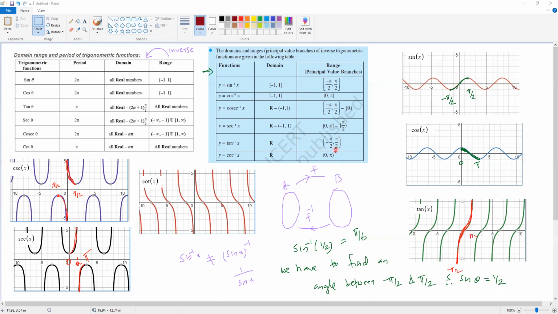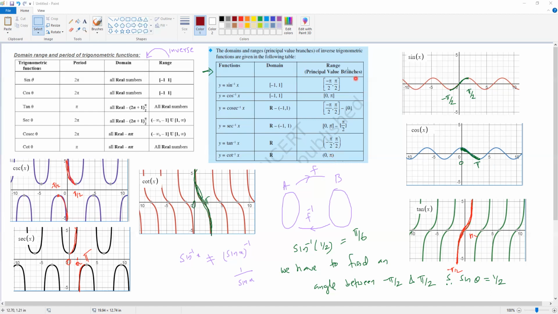Clear? Yes, sir. And cot inverse x. This is cotangent x. You can see I will draw with the green. So we are considering the principal value branches. This red one, this green. I am just marking it as red, green for you. This is the principal value branch, and that is nothing but 0 to pi. That is why for cotangent inverse x, the principal value branch is the set of all real numbers between 0 and pi.